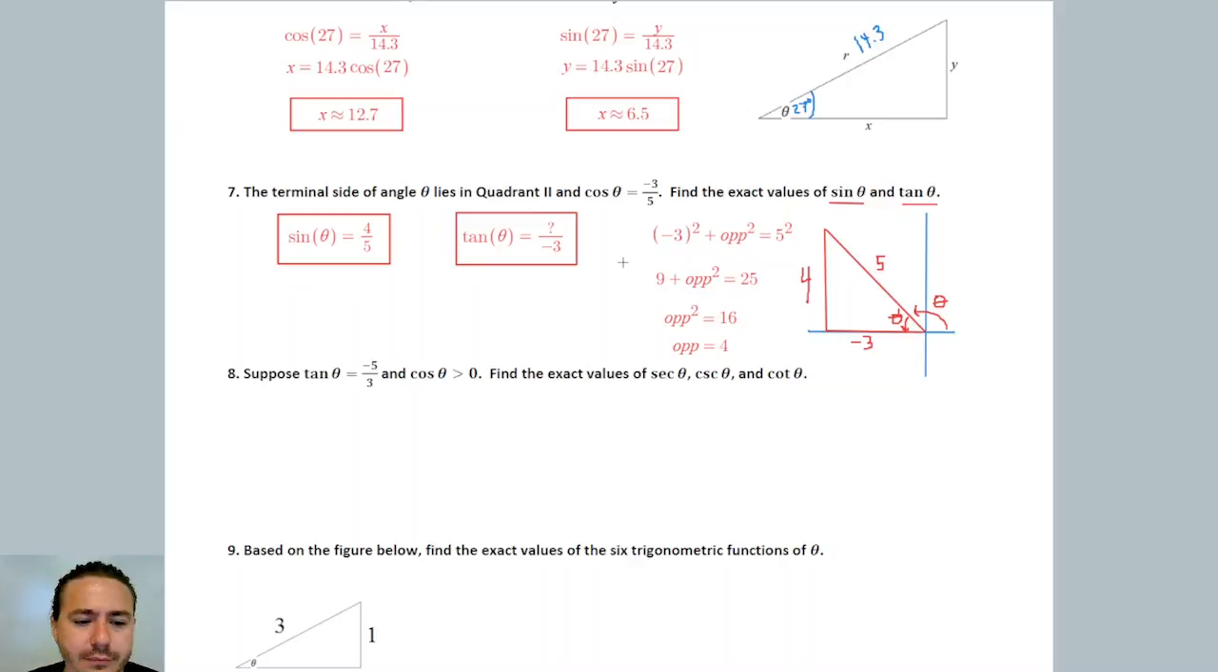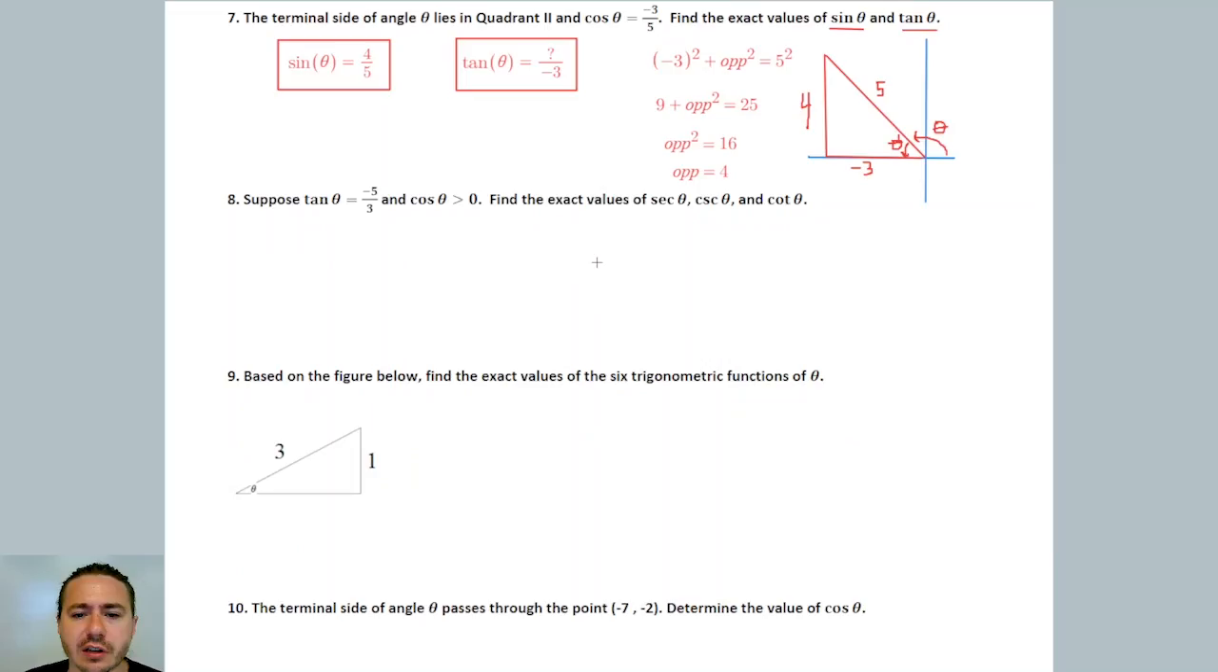These next couple problems are going to be solved very similarly. Number 8, it says, suppose tangent of theta is -5/3 and cosine theta is positive, so we'll narrow down which quadrant we're in, even though it doesn't tell us explicitly. Find secant, cosecant, and cotangent. Okay, so finding one is just as easy as finding all the rest.